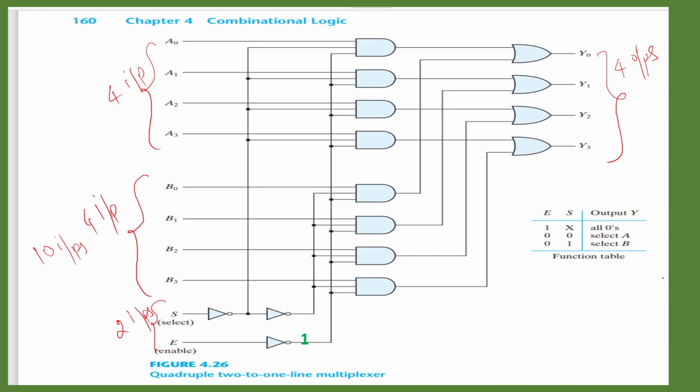Okay, so here the function table is also noted. If the enable input E is equal to 1, irrespective of the selection input, the output will be 0. So if you have a 0 value for the enable, then only the circuit gets activated. At that time, depending on the selection value, if it is 0, it selects A. If it is 1, it selects B. Okay, so this is the condition for the working of this multiplexer.